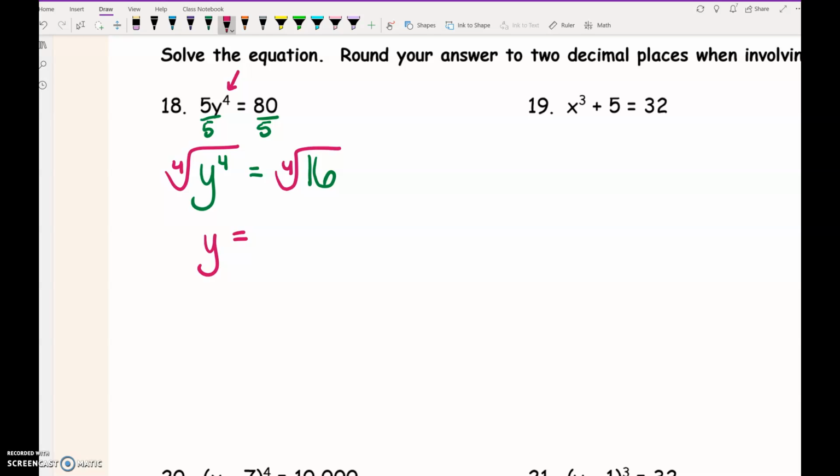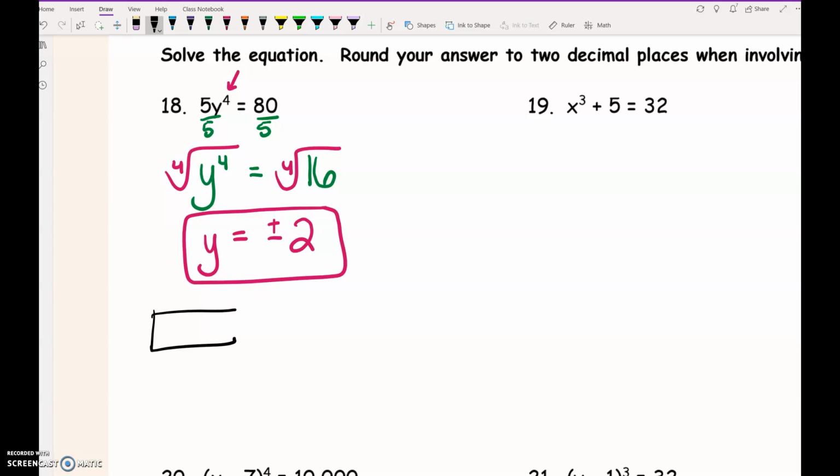On the right side, always start with your perfects chart. Look in the fourth column, see if the number 16 is there. What is the fourth root of 16? 2. And then because this was an even index, what do we have to have in front of this? Plus or minus. So y equals positive or negative 2. If you are doing an online assignment, there will likely be 2 places for you to enter your answer. You would type in 2 into one of them and negative 2 into the other.